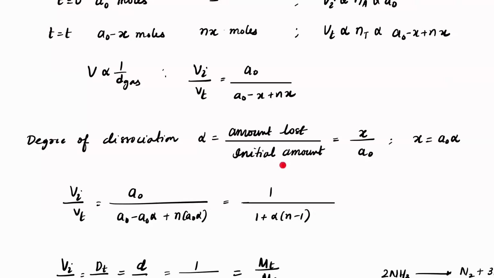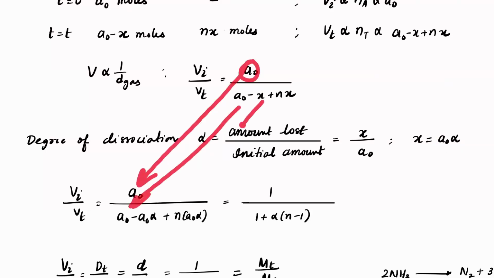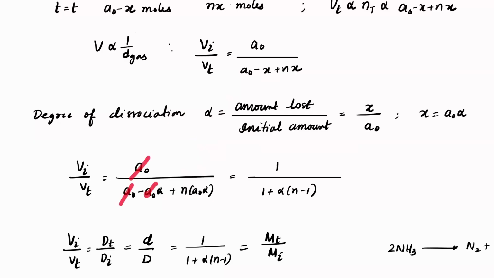Now wherever there is x, I will replace it with A naught alpha. So you can see this is A naught and A naught, and here it is A naught. Instead of x, I have written A naught alpha, and instead of nx, I have written n A naught alpha. What you would notice is that A naught gets cancelled from numerator and denominator, and the volume ratio simply remains in terms of alpha. So it will be 1 by 1 plus alpha into n minus 1.